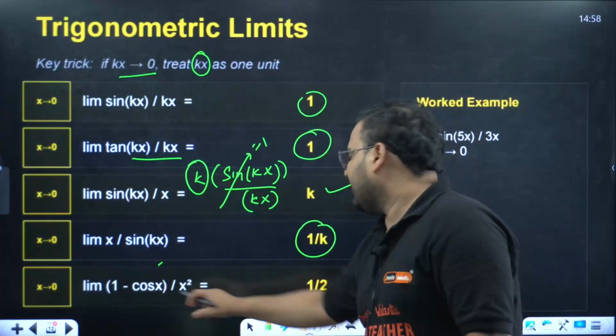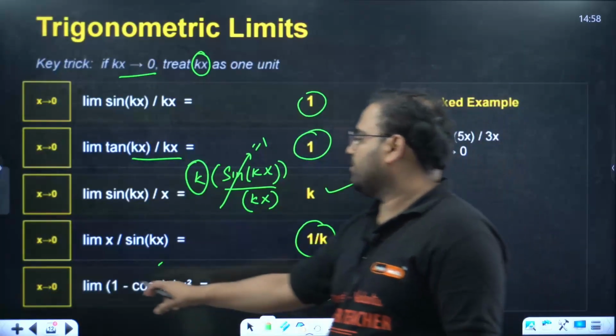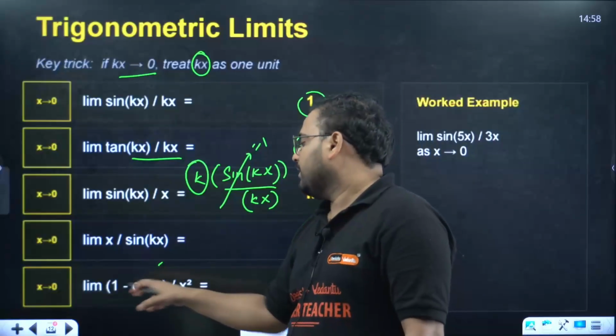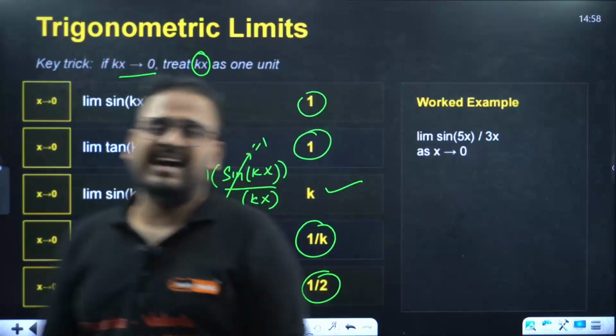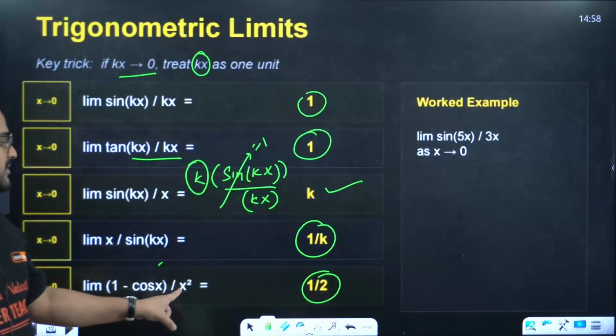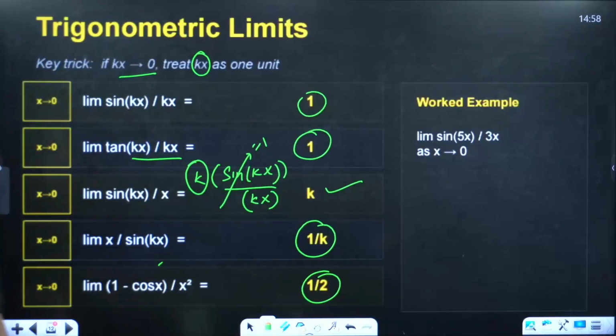Here you'll have the value as 1 by 2, because if you use the limits over here, you're going to get 1 minus cos x as 2 sine square x by 2. You need to introduce the same thing over here. That's how the result is 1 by 2.